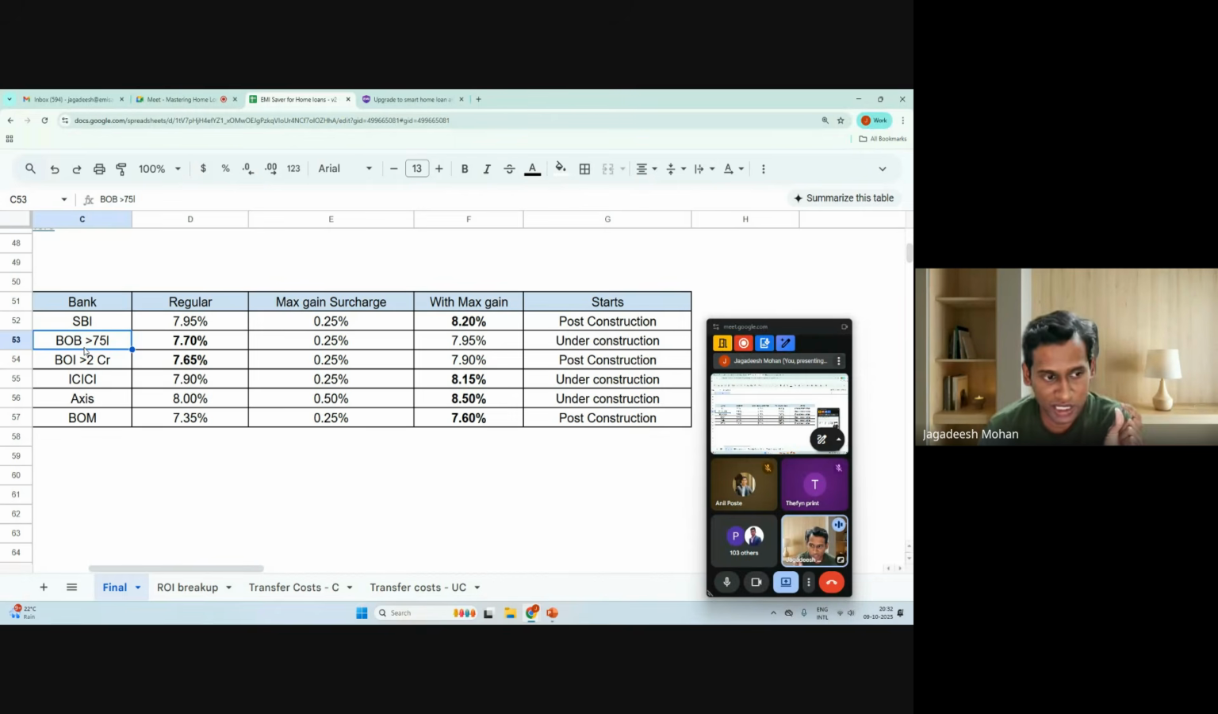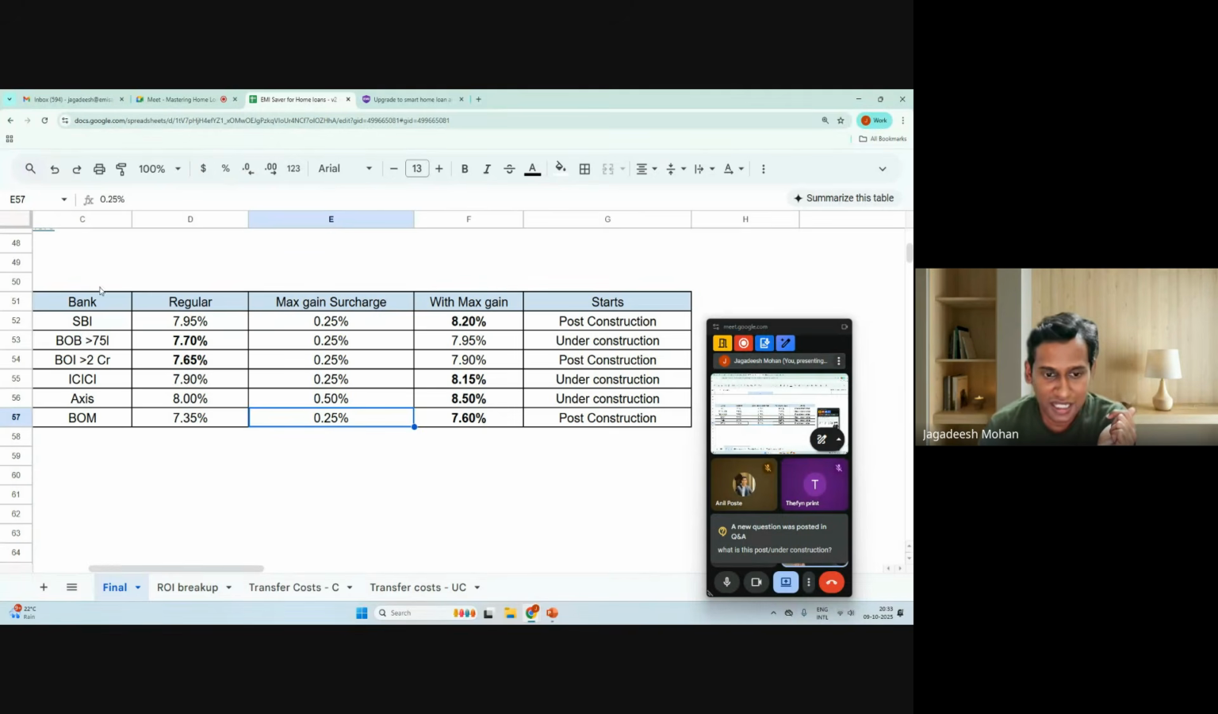In Bank of Baroda, if you take a loan up to 75 lakhs, they will not charge this 0.25%. If you take this product, Max Gain, which they call Star Smart Saver, up to 2 crores, they don't charge a premium for it. ICICI will typically always charge 0.25. Axis will typically charge 0.5. Bank of Maharashtra charges 0.25.